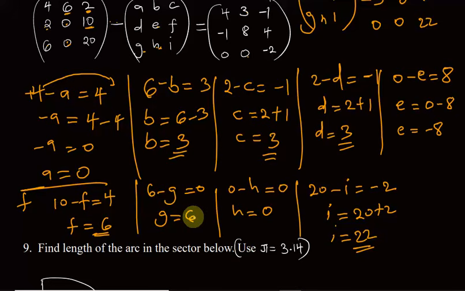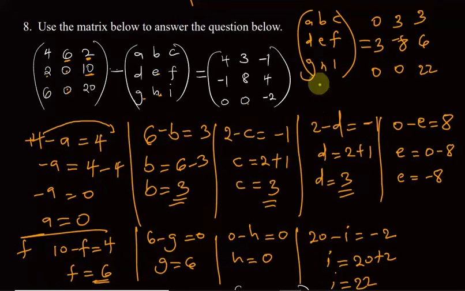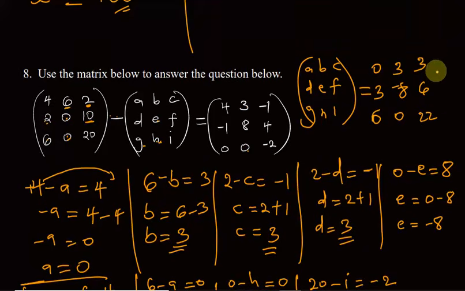G is 6. That way we are going to have our values that A, B, C, D, E, F, G. Yeah, F is 6. G is also 6. So I apologize, this is 6. H is 0. I is 22. This will be our final answer.